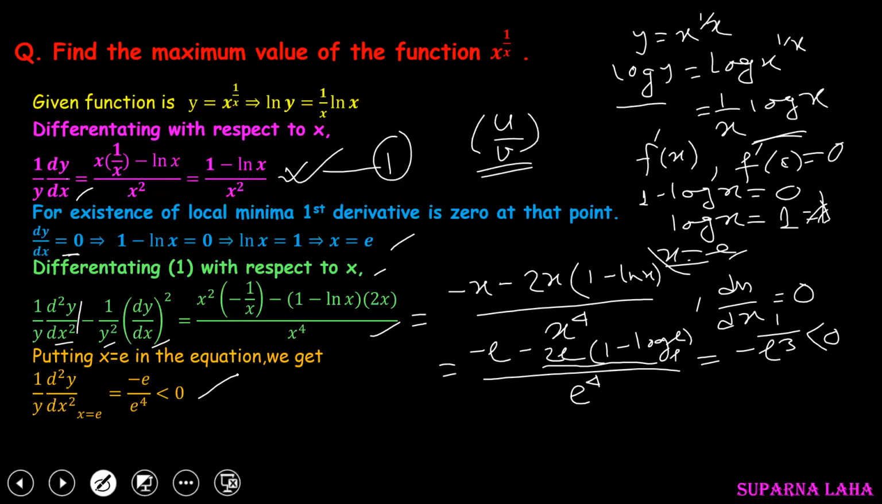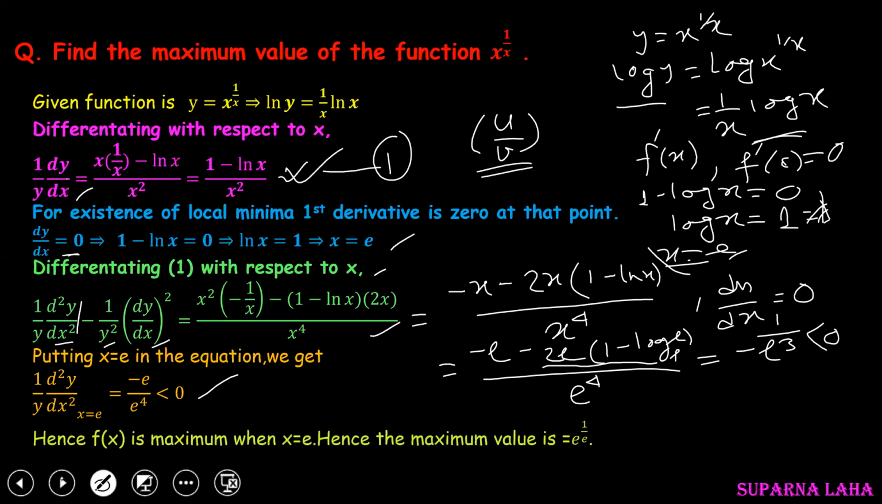Now if it is less than 0, then at that point x equals e, the function has a maximum value. What is the maximum value? Put x is equal to e in this equation. So e to the power 1 upon e is the maximum value.